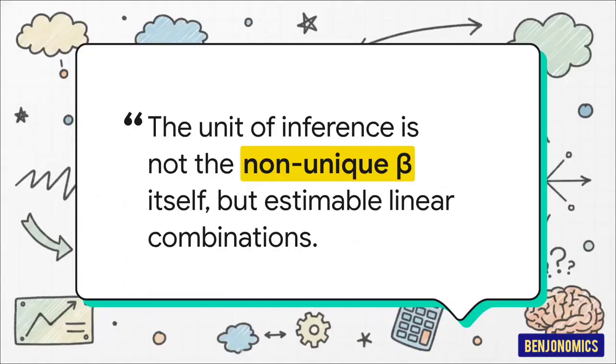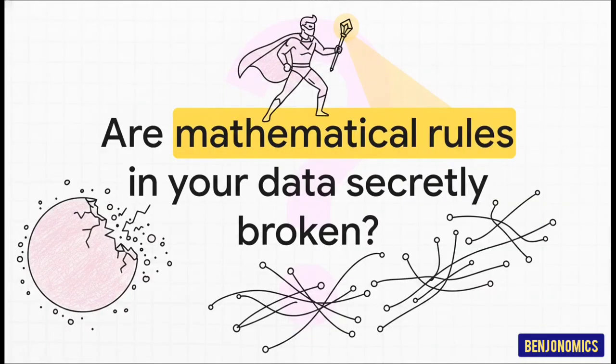Ultimately, what this generalized framework teaches us is pretty profound. When your matrix is rank deficient, you just can't pin down individual parameters. The actual unit of mathematical inference isn't the single variable, that non-unique beta. Instead, it's the estimable linear combinations. It's all about the relationships and the geometric contrast between variables, rather than the isolated variables themselves. The Moore-Penrose pseudo-inverse rescues our projections, allowing us to find the absolute best linear unbiased estimates even when the data stubbornly refuses to cooperate. Which leaves us with this final thought.